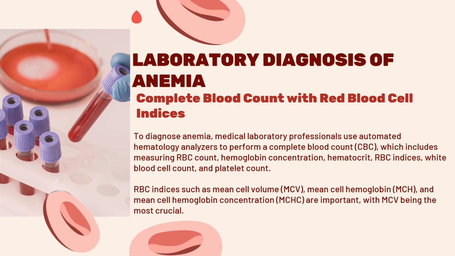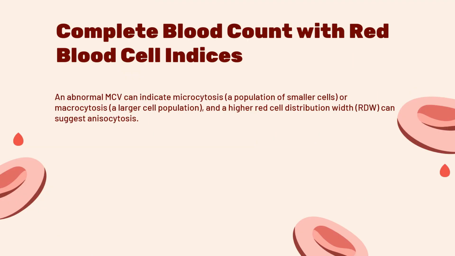RBC indices such as mean cell volume, MCV, mean cell hemoglobin, MCH, and mean cell hemoglobin concentration, MCHC, are important, with MCV being the most crucial. An abnormal MCV can indicate microcytosis, a population of smaller cells, or macrocytosis, a larger cell population, and a higher red cell distribution width, RDW, can suggest anisocytosis.